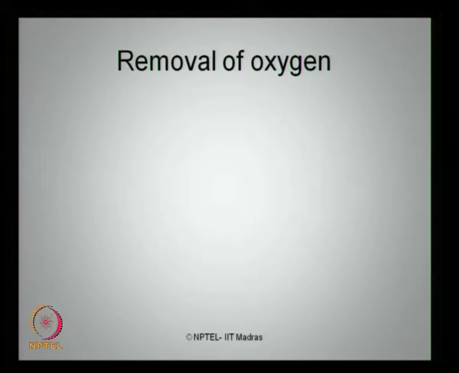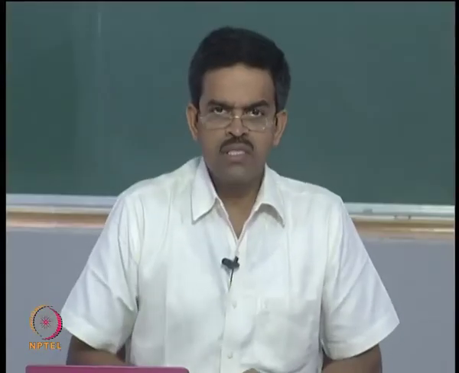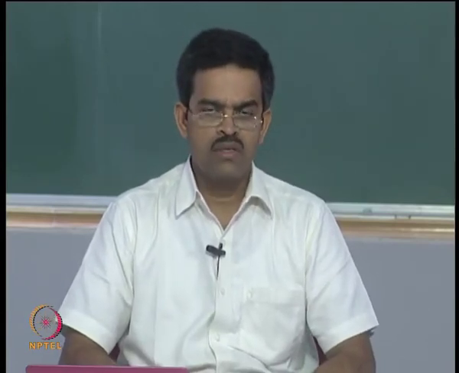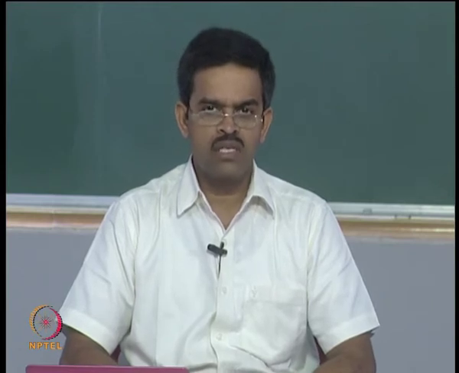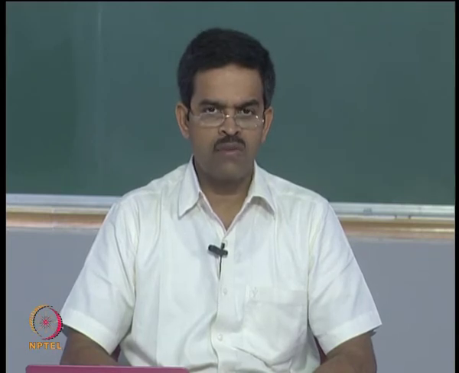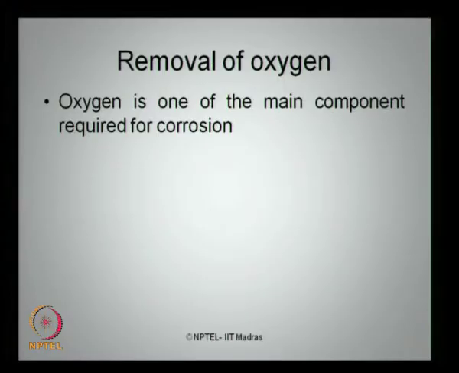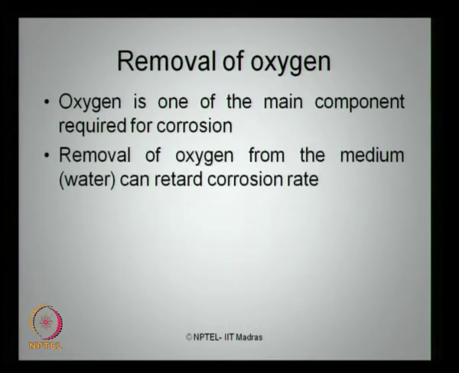Let us talk about how to work on depletion of dissolved oxygen content, that is, removal of oxygen. As we all understand, ladies and gentlemen, the presence of oxygen is a very important component which is responsible for an active corrosive environment. So, if you reduce the content of dissolved oxygen in the sea environment, it can help me to prevent or to protect the metal surface from actively getting corroded. Oxygen is one of the main components required to activate the process of corrosion. Removal of oxygen therefore can help us to prevent or retard corrosion of the metal surface.